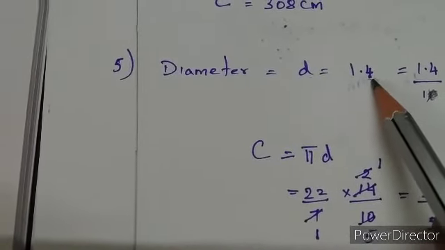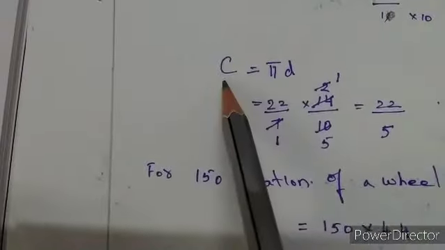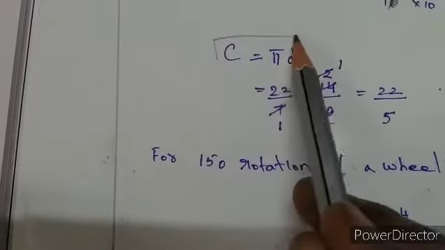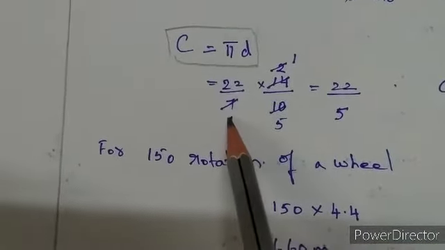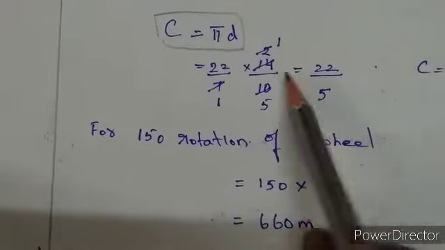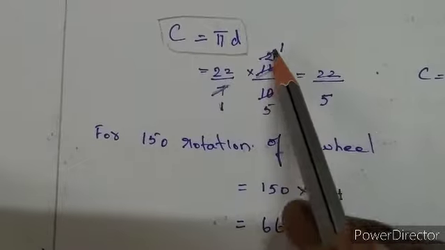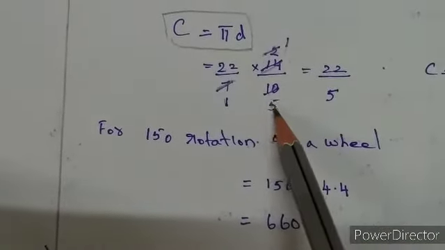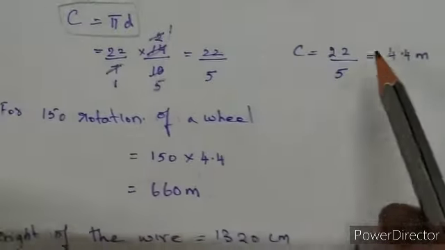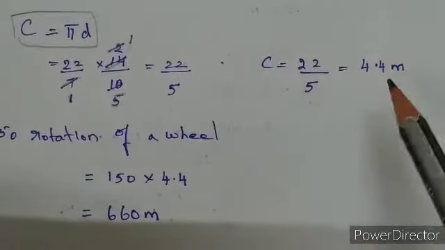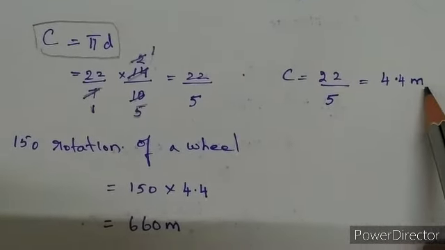Try to change the decimal number into a fraction. As we discussed in the last chapter, you very well know how to change a decimal number into a fraction. Here 1.4 is given, so 14 by 10. Now write the formula C equals pi d. Here the pi is 22 by 7 and the d is 14 by 10. So 7 ones are 7, 2 sevens are 14, and again 2 ones are 2, 5 twos are 10. Now 22 by 5. So the circumference equals 22 by 5. Doing the usual division, you will get the decimal number 4.4 meter.